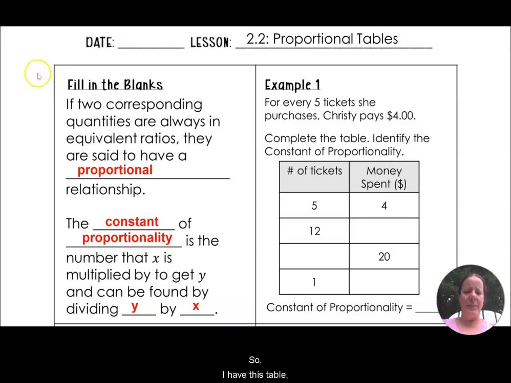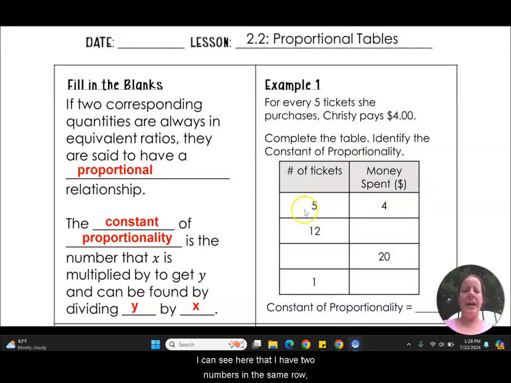So I have this table, and I have one column that says the number of tickets, the other column says the amount of money spent. I can see here that I have two numbers in the same row. I have 5 tickets, and then I spend $4 for those 5 tickets. If you look at the other rows, they only have one value.